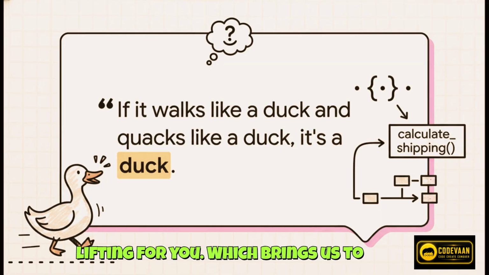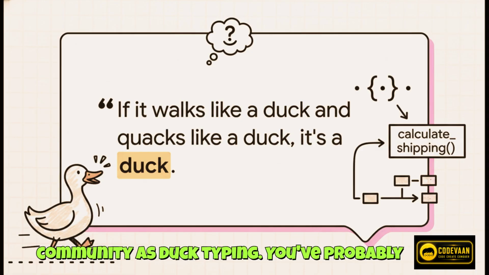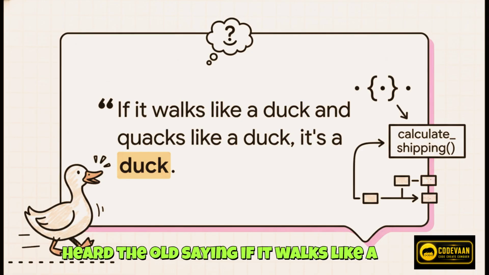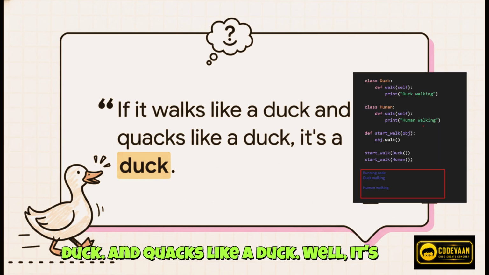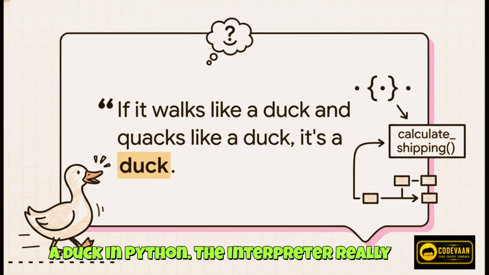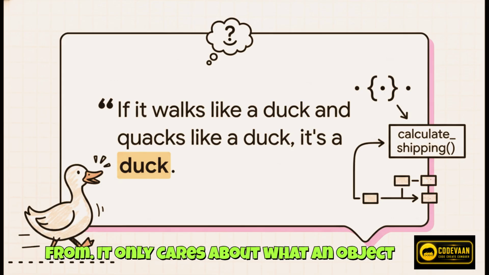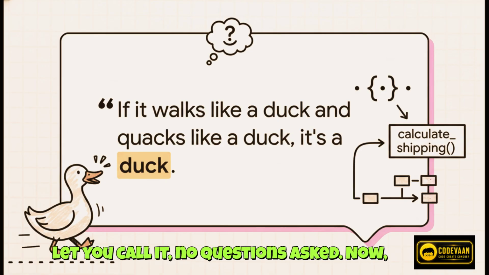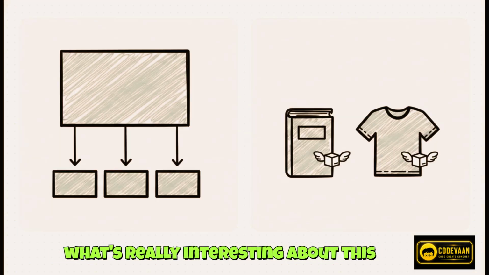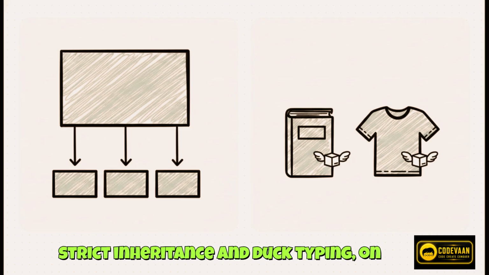Which brings us to Python's totally unique flavor of dynamic polymorphism, famously known in the community as duck typing. You've probably heard the old saying, if it walks like a duck and quacks like a duck, well, it's a duck. In Python, the interpreter really doesn't care about what an object strictly is or what class it inherits from. It only cares about what an object can do. If the object has a calculate shipping method, Python is just going to let you call it. No questions asked.